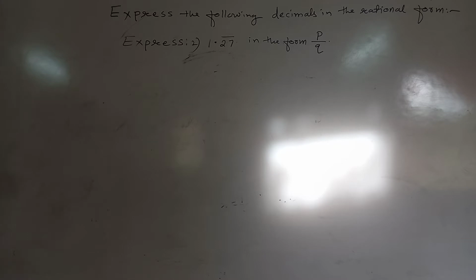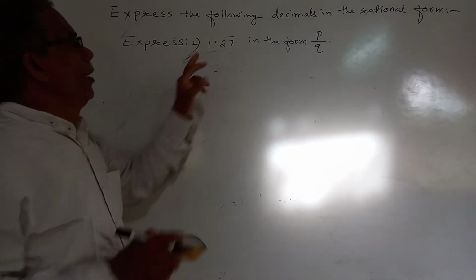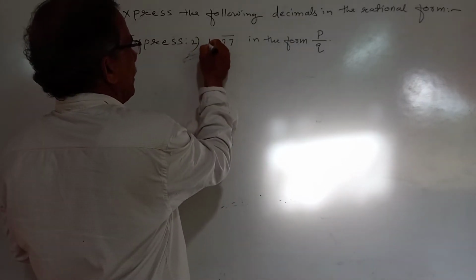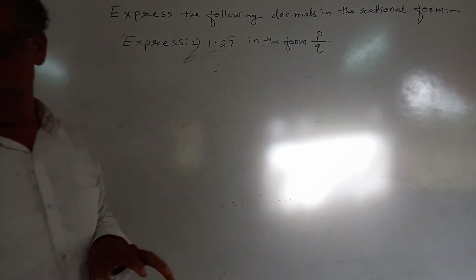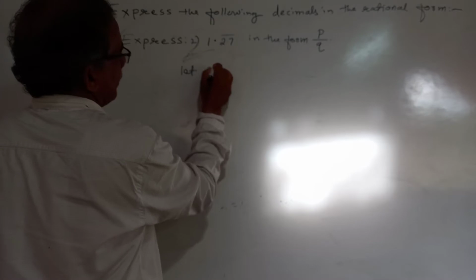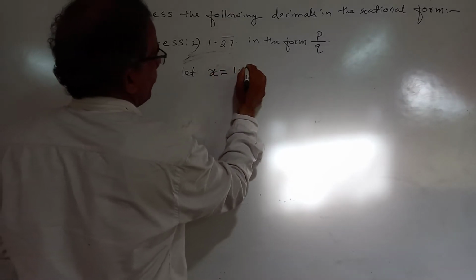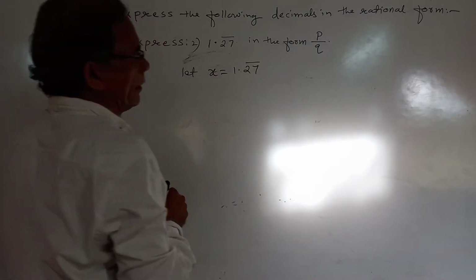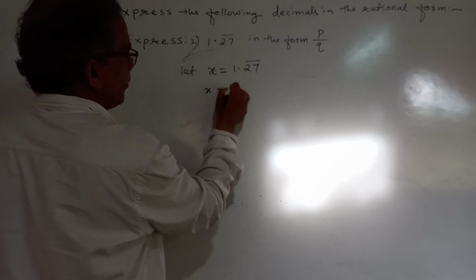Now let us see this example. Second, express 1.27 recurring in the form p by q. So how shall we start now? Let x is equal to 1.27 recurring. Means x is equal to 1 point.